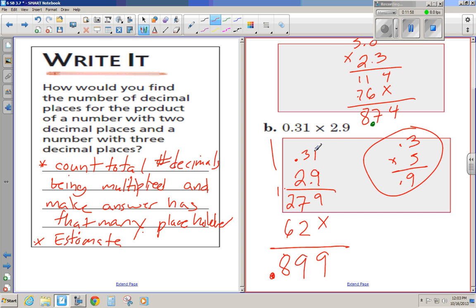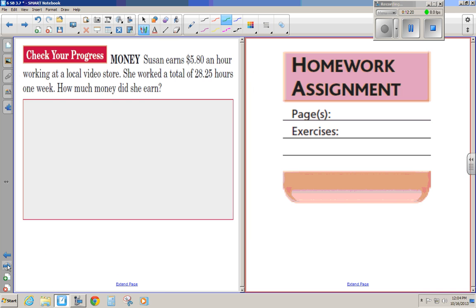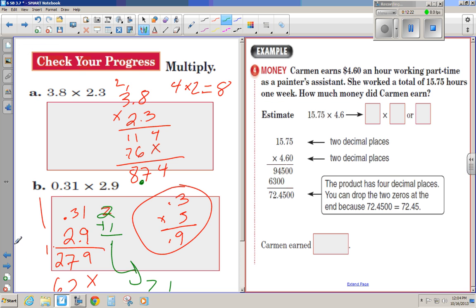Or you say there are 2 decimals plus 1 decimal. Your final answer should have 3 decimals. That's why 1, 2, 3. All right.